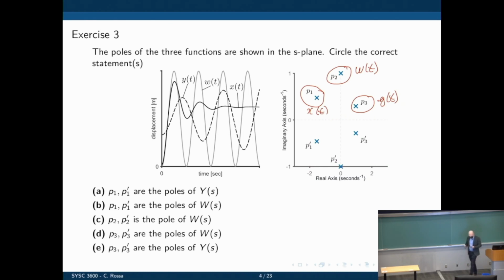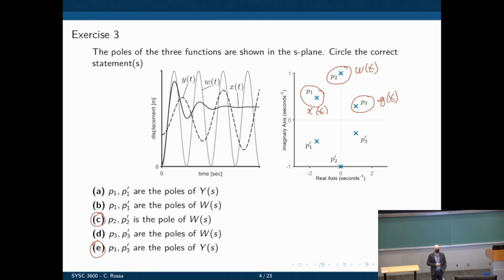And this makes sense. If you look at X of t, we have an underdamped system. And this underdamped system has both exponential and sinusoidal components. P1 has both imaginary and real components, so they all match. Okay. So now based on these 5 statements, which ones are correct? We have C and E that are correct. Yeah, P3 are the poles of Y, P2 are the poles of W. And I think that's about it. So this one has 2 correct statements.